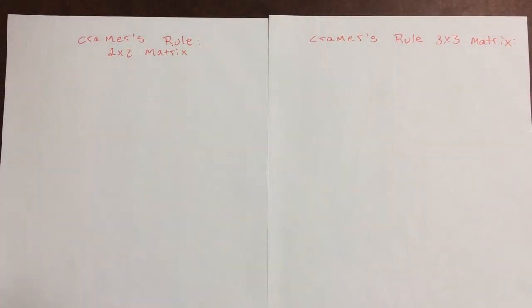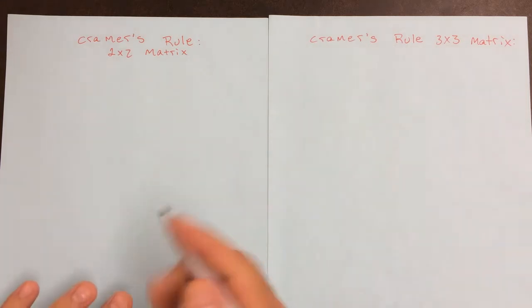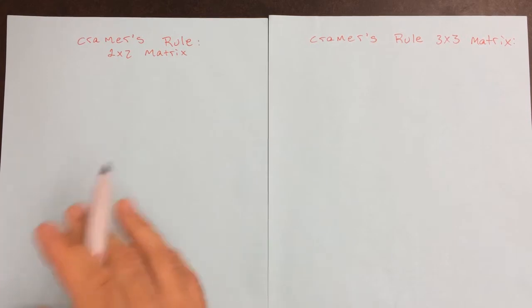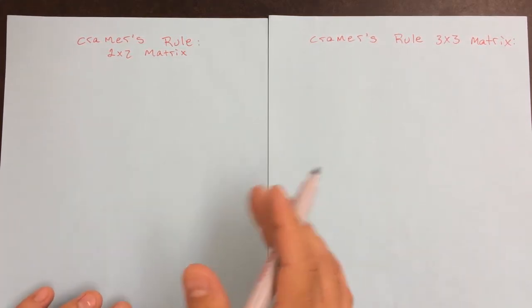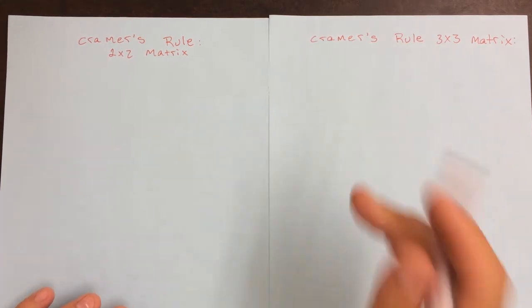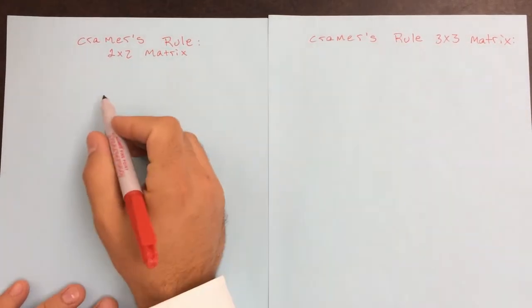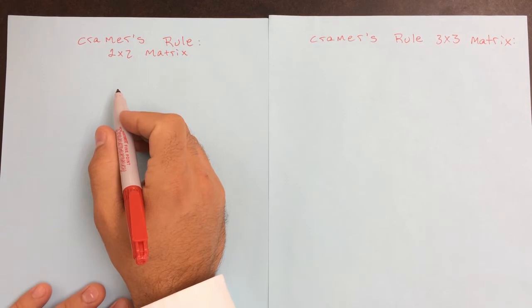Okay, in the last video I showed you how to find the determinant of a 2 by 2 matrix and of a 3 by 3 matrix. This time I'm going to use those same determinants to solve for x and y, or x, y, and z, using Cramer's rule. A 2 by 2 matrix means that we're dealing with x and y.